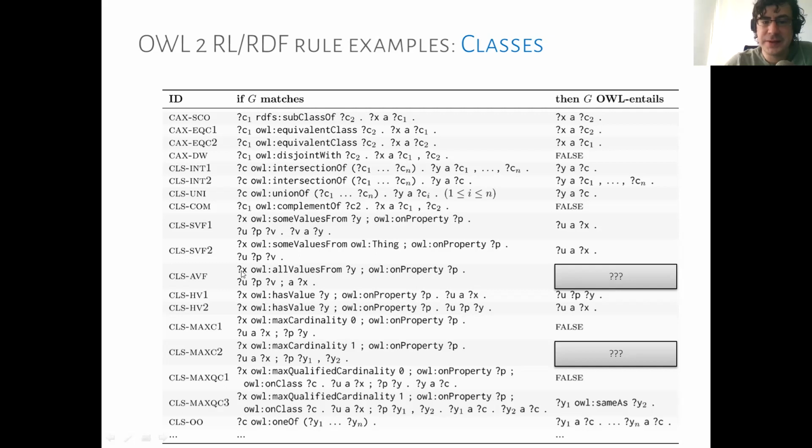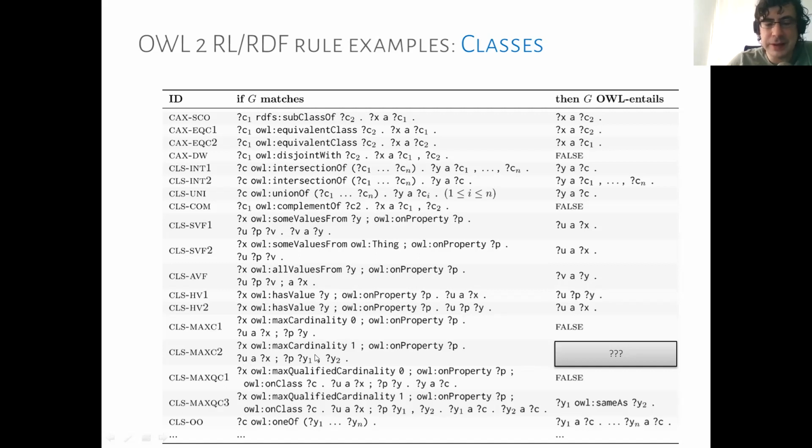Apologies for that. So we have rules for some values from and all values from. Taking this example here, if we have X all values from Y on property P, and U P V and U A X, then what we can entail is this: X all values from Y on property P says that this class is the class of all things whose values on P are all instances of Y. So if U has value V on property P and U is an instance of this class, then V must be an instance of Y. Okay, so V type Y.